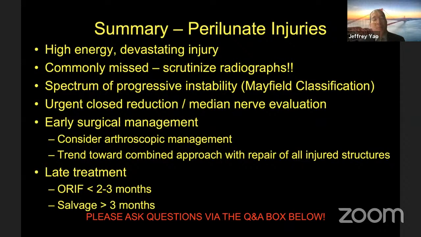Typically, you can repair these structures if they're identified within 2 to 3 months, but beyond 3 months, you're looking at a salvage procedure. With that, I'm happy to take any questions, and please use the question and answer box below. But thank you for your attention.